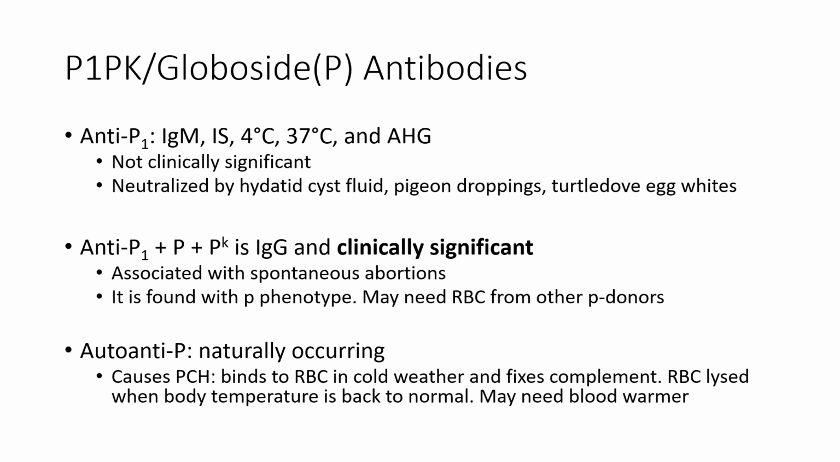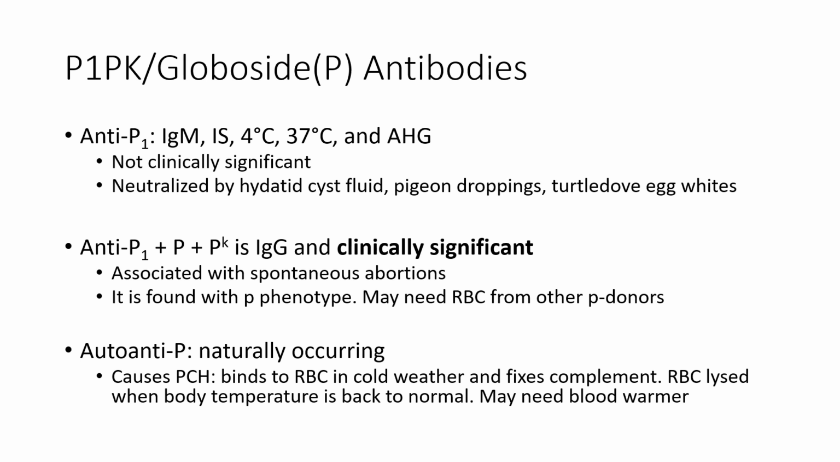Anti-P1PK is an IgG antibody and is clinically significant. It is associated with spontaneous abortions, and it's usually found in people with a p phenotype. Since this is rare, we might need red blood cells from other p phenotype donors.